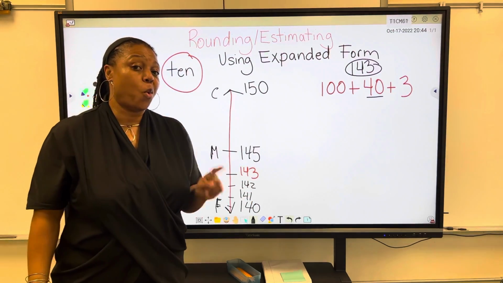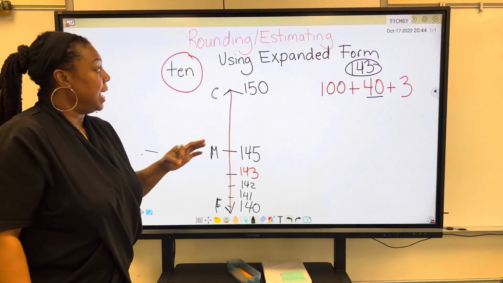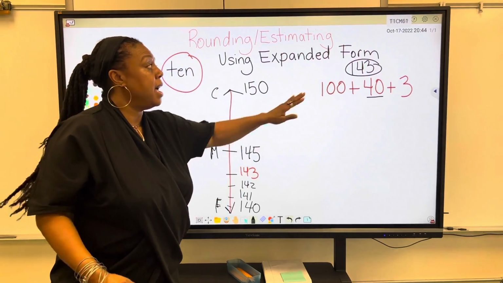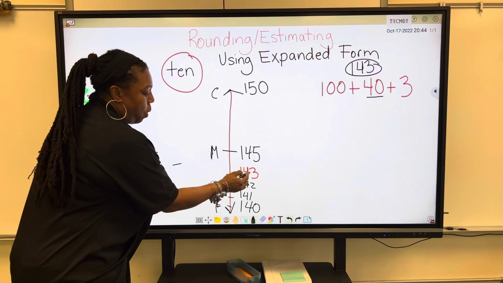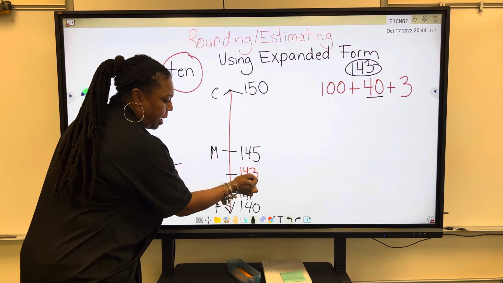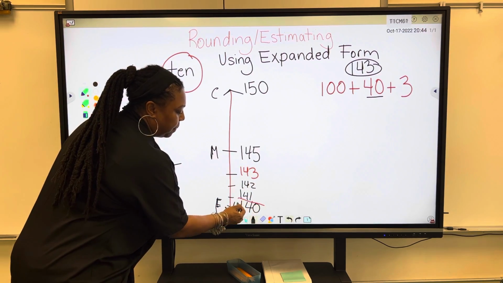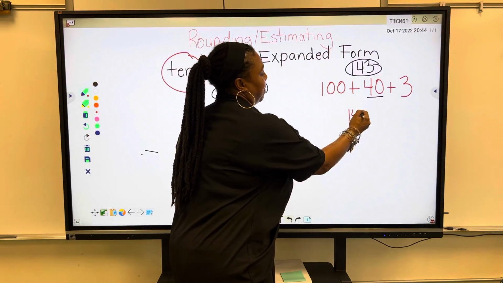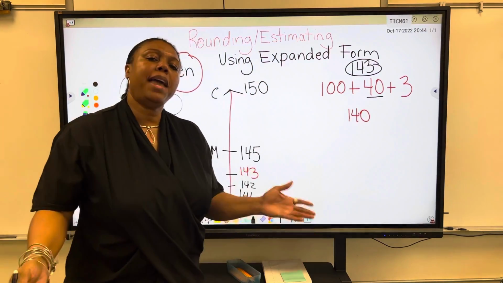So again, we ask the question, what number is the closest 10 or nearest 10 to 143? Well, here's 143. So the closest 10 would be 140.